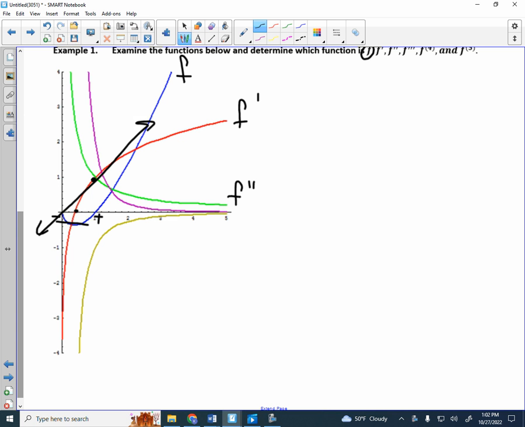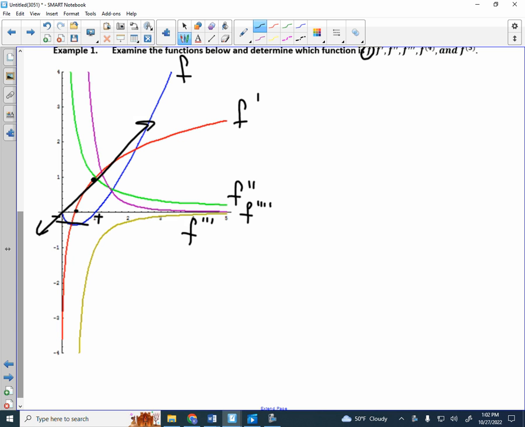So which one would be f triple prime? Tell me about the slope of the green one. Because it's always below the x-axis, this is f triple prime. And then, as you look at the purple, that's going to be f quadruple prime.